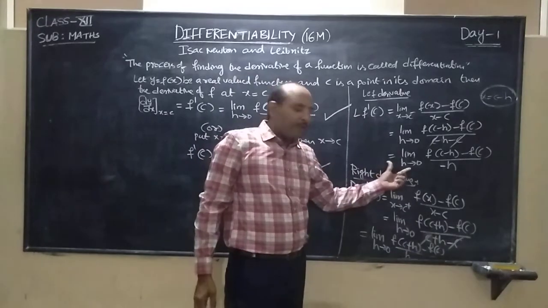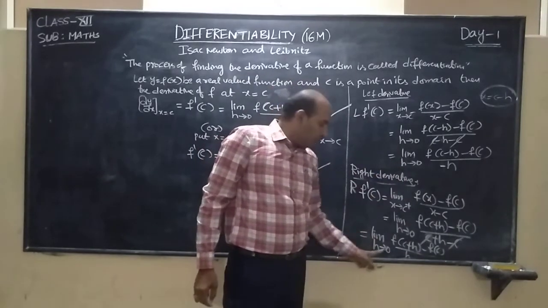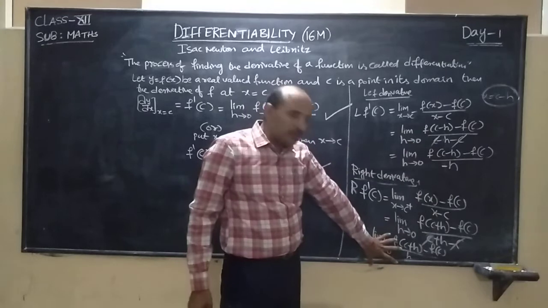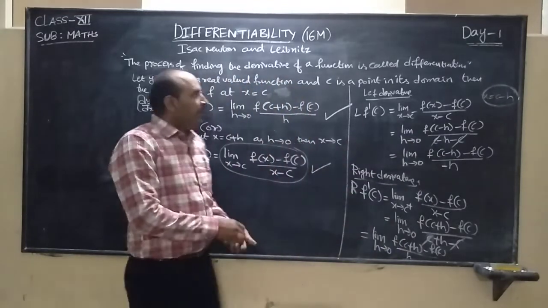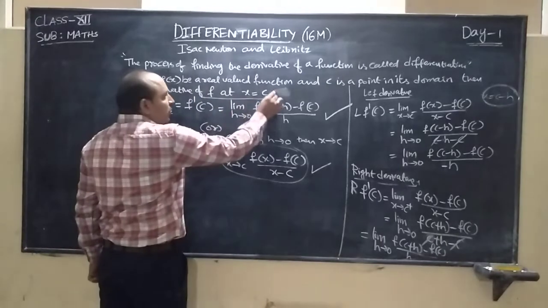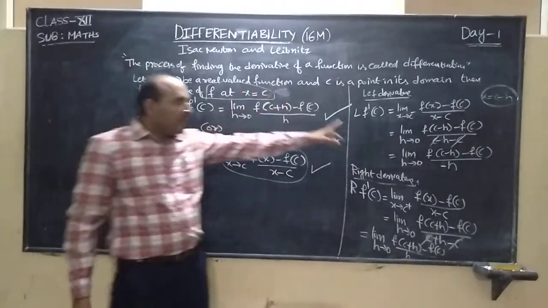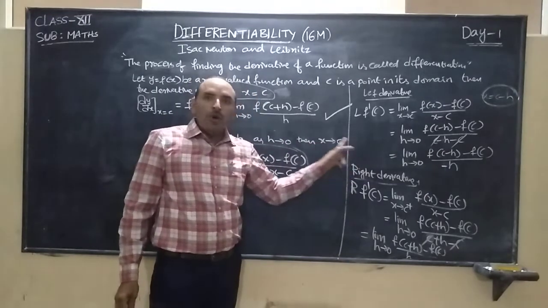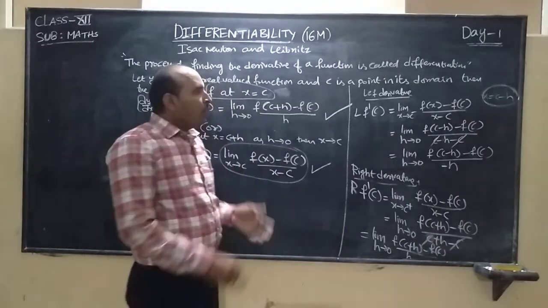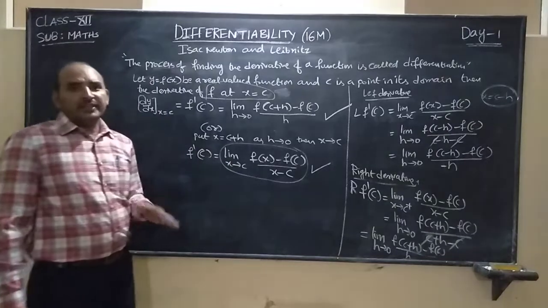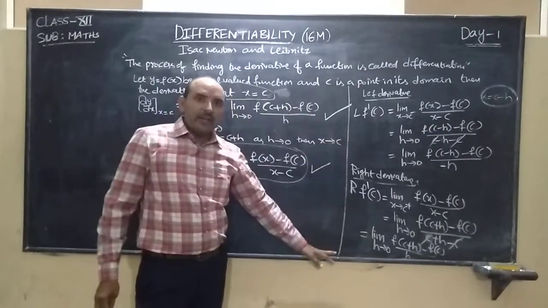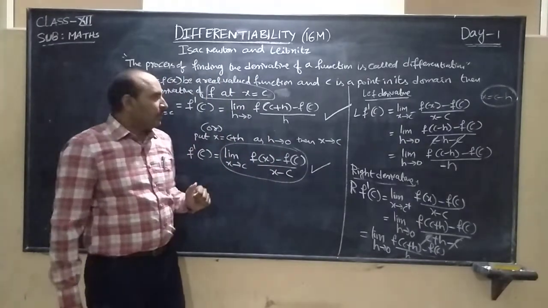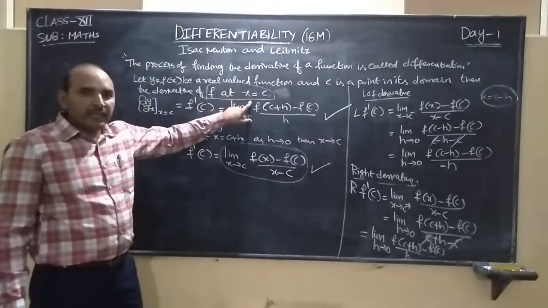Observe, this is the left hand derivative, this is the right hand derivative. Limit h tends to 0, f of c plus h minus f of c divided by h. This is also a finite value. When the derivative of the function f at x is equal to c exists, the left derivative value and the right derivative value must be equal. Then only the derivative of the function exists. If left derivative and right derivative are not equal, we can say clearly the function is not differentiable at x equal to c.